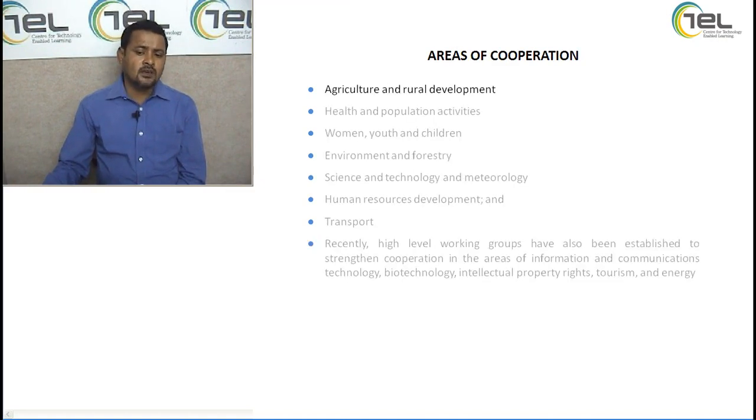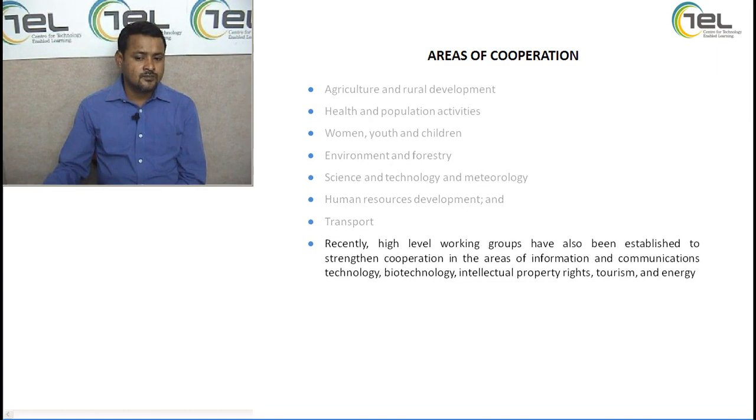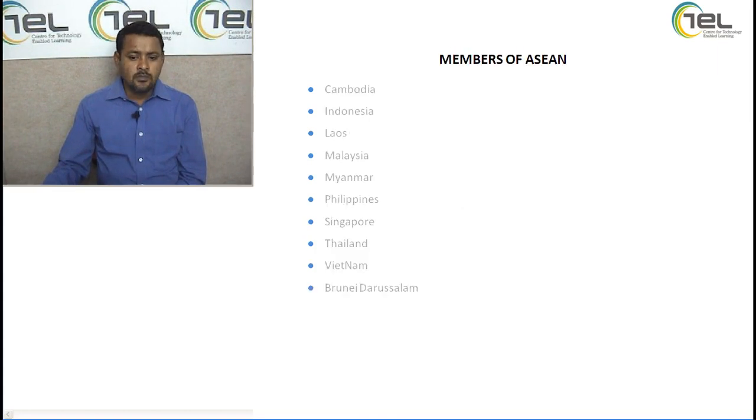ASEAN cooperation extended to agriculture and rural development, health and population activities, women, youth and children, environment and forestry, science and technology, human resource development, transportation, communication technology, biotechnology, IPR, tourism and energy. The membership has become larger by the day. It has been boosted by the inclusion of Cambodia, Laos, Vietnam and Brunei.